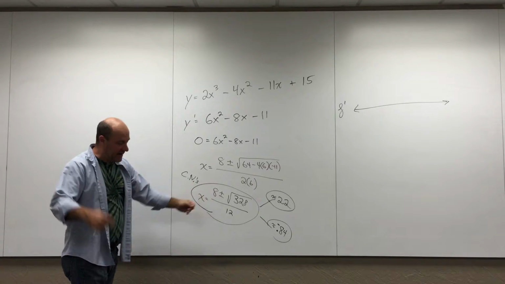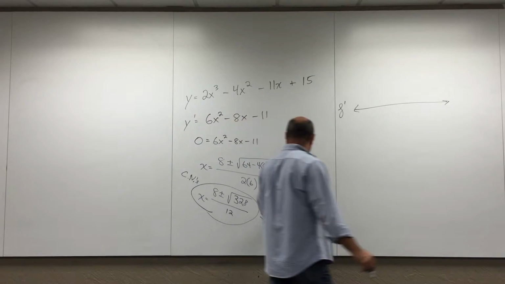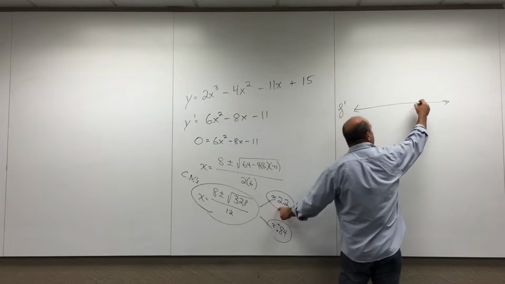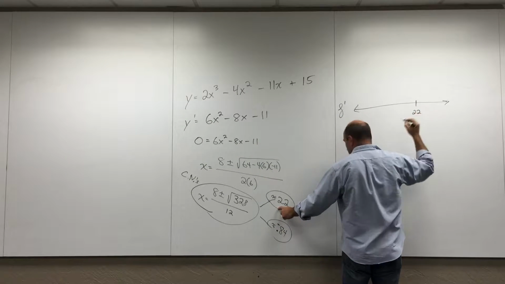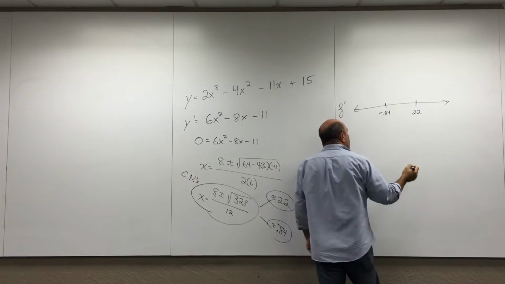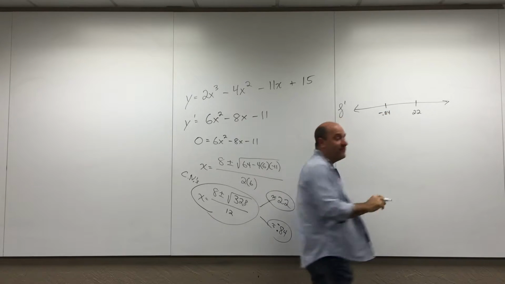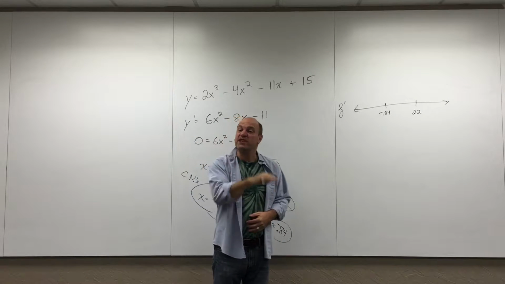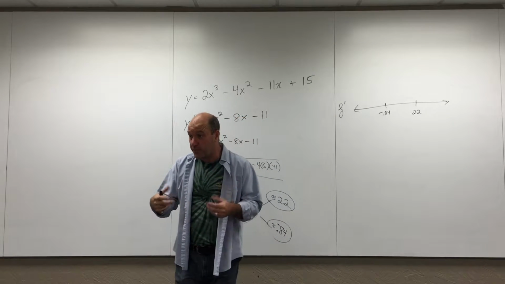I like stuff listed exactly, but these are pretty nasty. They're listed exactly, but for the purposes of putting them on the number line, I'll use these approximations. So one of them is approximately 2.2. The other one is approximately negative 0.84. And now what we learned was we would test each region in between. These are my critical numbers.